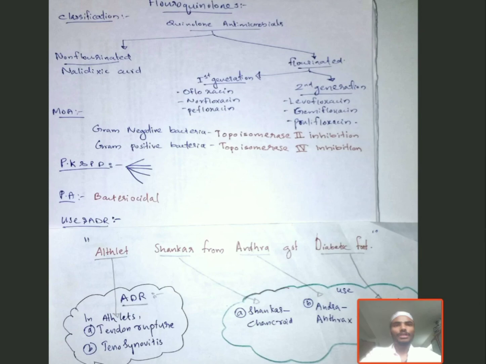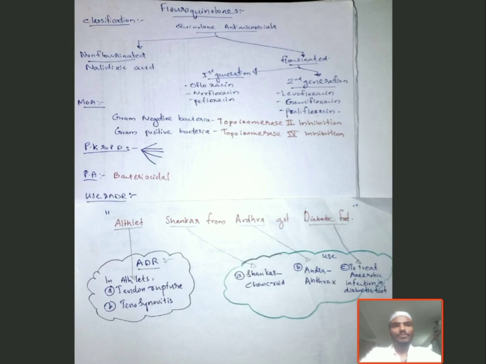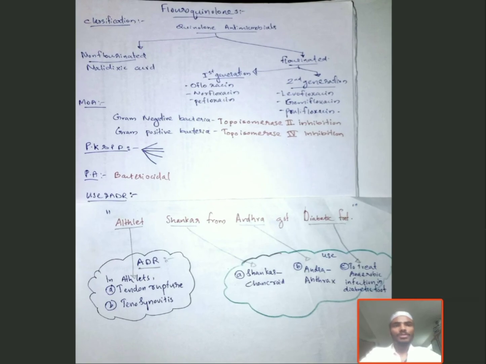Let's conclude. Firstly, classification: non-fluorinated, first generation, second generation. PS4: positive 4, negative 2. Then the regular PK/PD points. Then bactericidal action due to DNA synthesis inhibition. Then uses and adverse drug reaction from the mnemonic: Athlete Shankar from Andhra got diabetic foot. So that's the conclusion about fluoroquinolones.